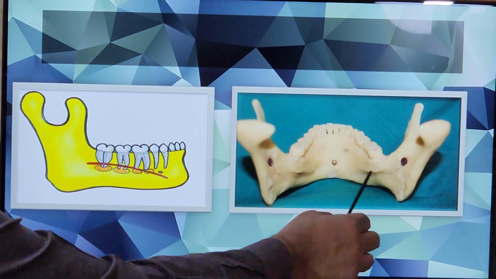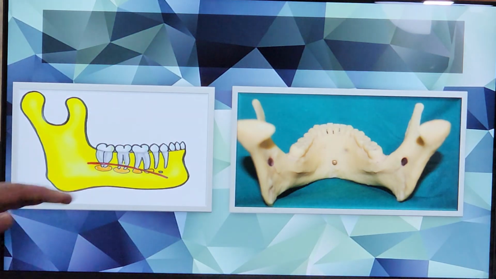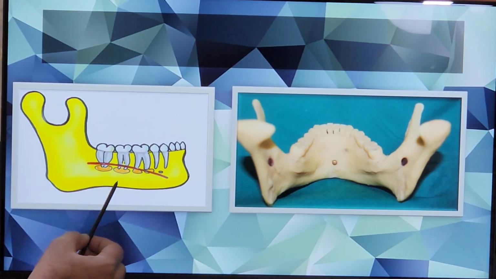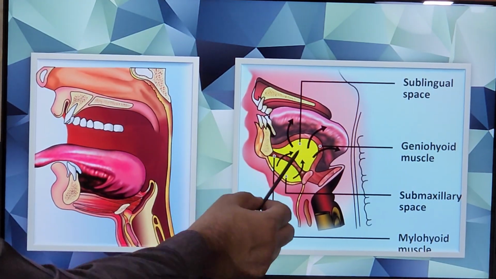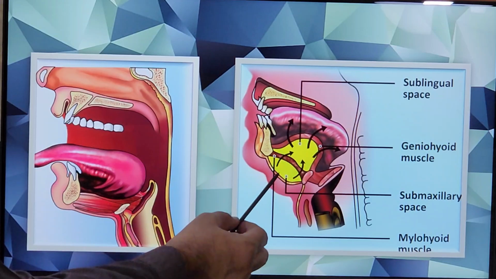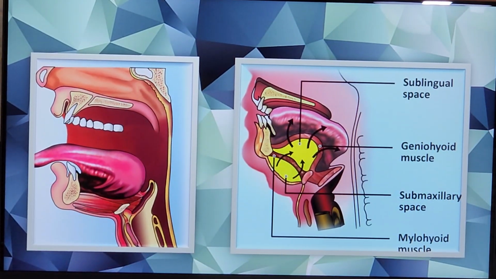So at this mylohyoid line, you have a diaphragm-like muscle. Below that muscle, above you have the sublingual space, below has the submaxillary space. That's how it starts. Once it reaches the submaxillary space, from there it can spread to the sublingual space. Likewise, it can spread from the submaxillary space of one side to the other side. From that side submaxillary space, it can spread to the sublingual space of that particular side. Meantime, it reaches the submental space too.